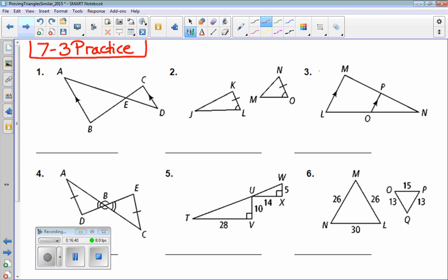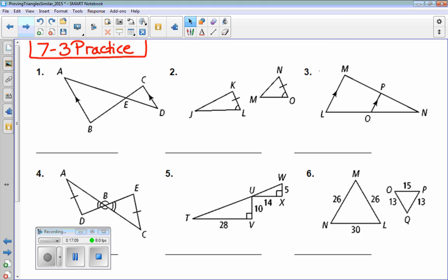I want you on 1 through 6 to make a decision. Are they similar, yes or no? If they are, I want you to tell me how you know that and by which method: angle, angle, side, angle, side, or side, side, side. Remember, with similar triangles, you only have 3 choices. How many choices did you have with congruent triangles? You had 5. Okay, so we have fewer choices to pick from. So go ahead and think about it for yourself for a minute, and then we'll go on from there.